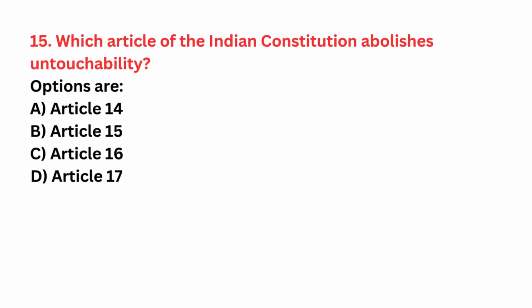15. Which article of the Indian Constitution abolishes untouchability? Options are A. Article 14, B. Article 15, C. Article 16, D. Article 17.